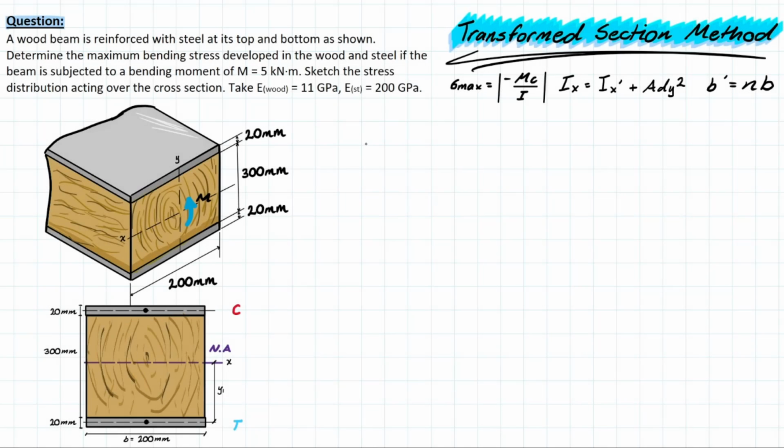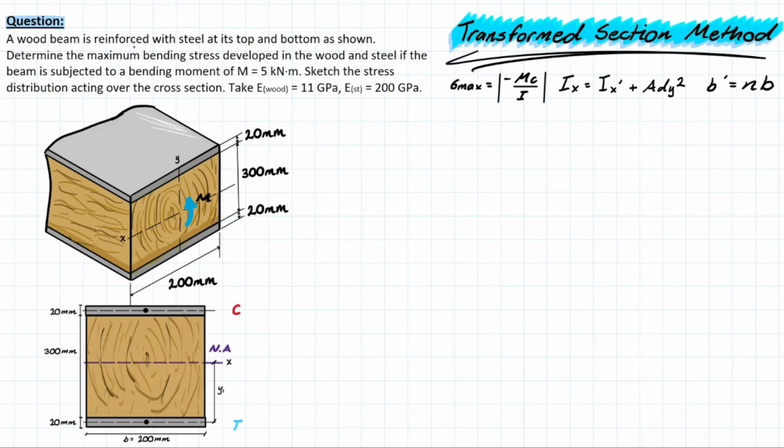This is another strengths of materials video, and we're going to be talking about the transformed section method, which is basically using composites of different materials and finding out what type of stresses are developed in them. We're going to be using this problem to explain how to solve these types of problems. So our problem goes as follows.